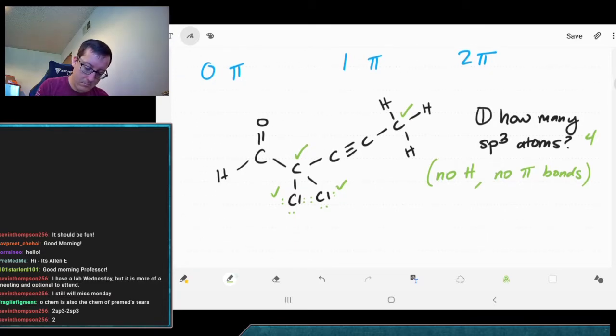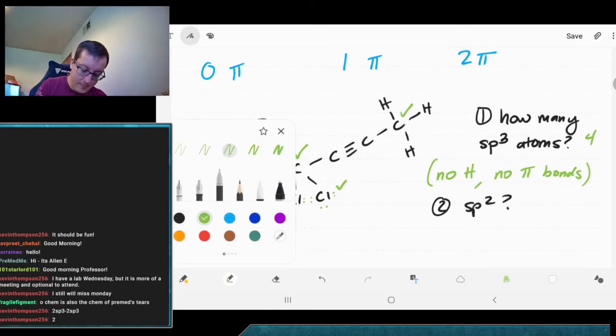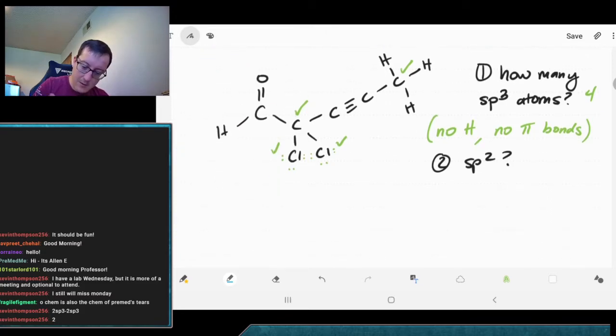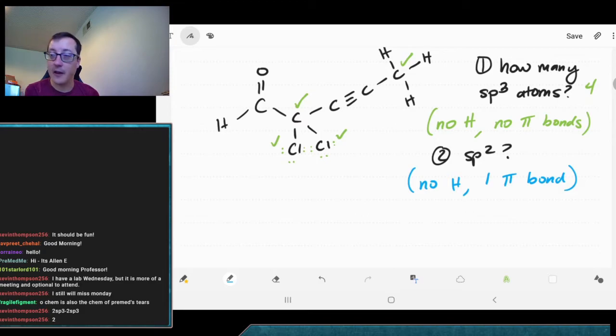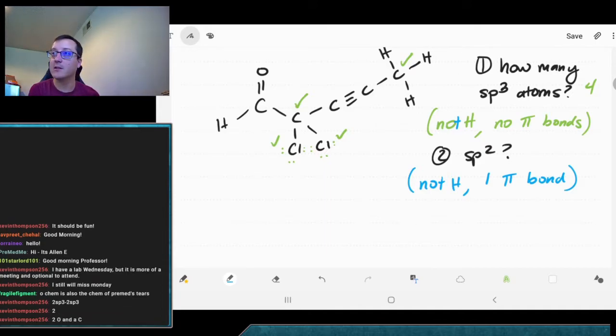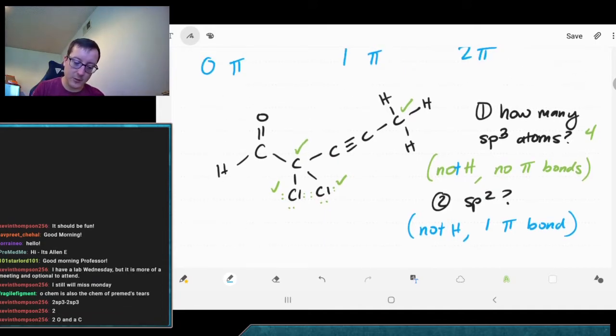All right. Same thing with sp2. So for this one, let's do it in blue. Again, ignore hydrogens. Hydrogens are only s orbitals. We're looking for things that are not hydrogen, and that have 1 pi bond. Yes. So Kevin's already got it.